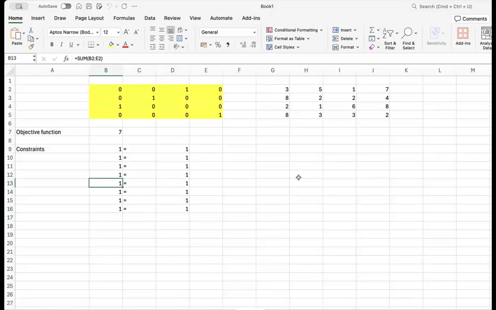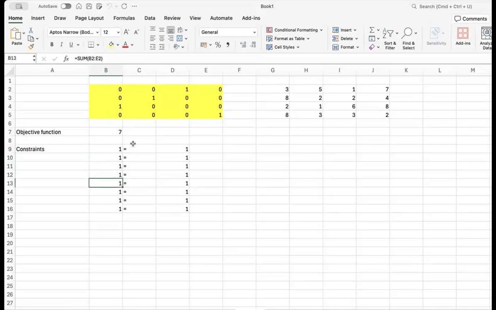So the first four constraints are summation by column. The first constraint is summation from B2 to B5. It's a column, right? Yeah. Summation by column, and then the C column, and then the D column and E column.